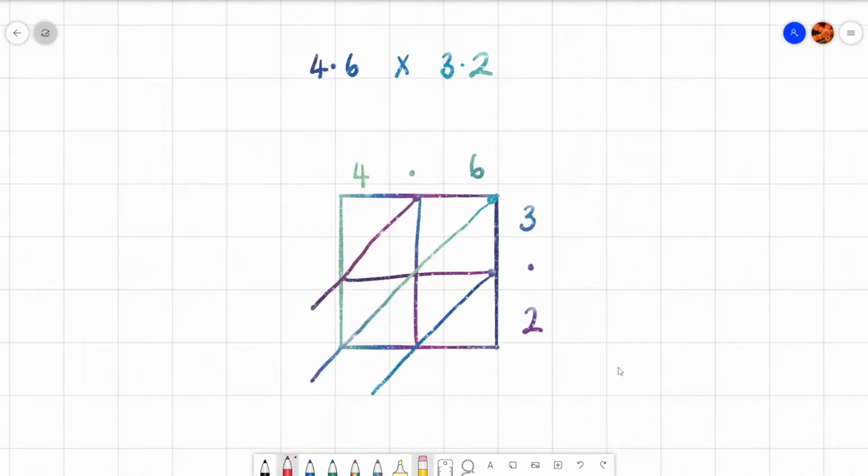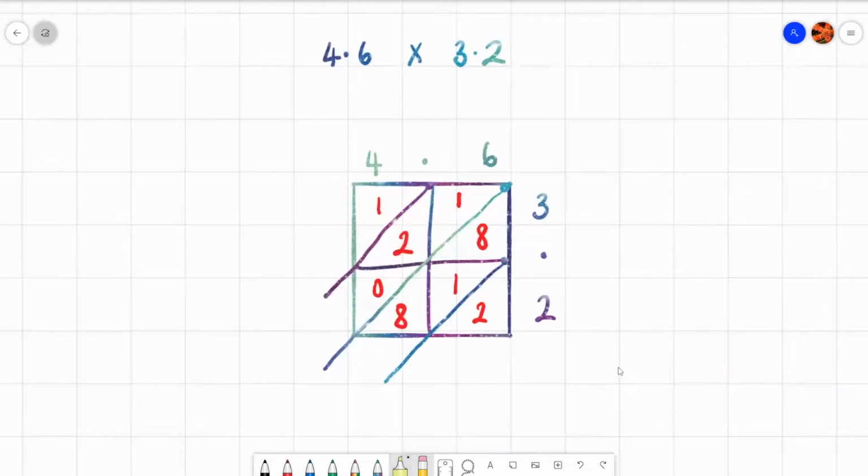Now you can just multiply the numbers together. So 6 times 3, 18. 6 times 2, 12. 4 times 3, 12. And 4 times 2, 8. Now all you need to do is add the diagonals together.